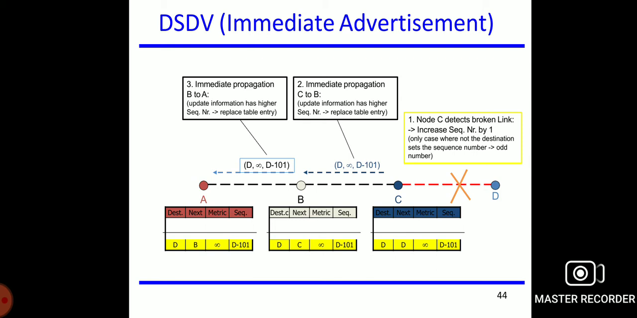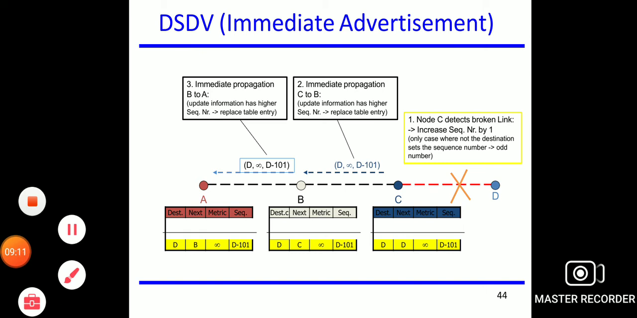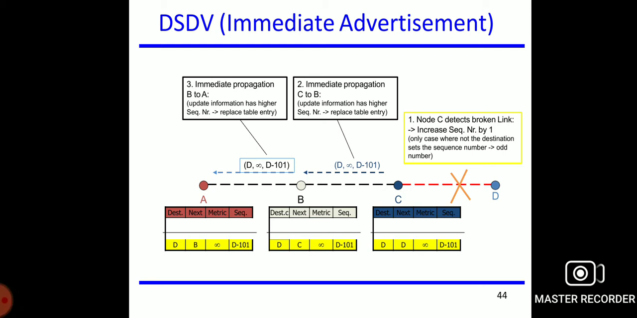Now we can find out the problem of fluctuations. What is the problem? The entry for D in A is D 14, with data sequence D100. So D makes a broadcast with the sequence number in the next state D102. A receives it from P and updates to D 15 D102. The entry for D in A is now D 15 D102. A must propagate this route immediately.